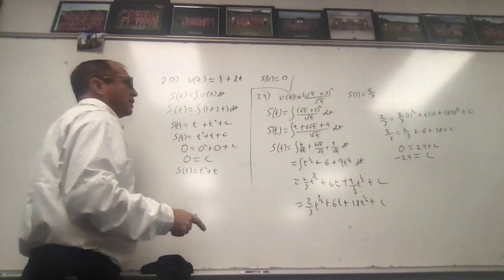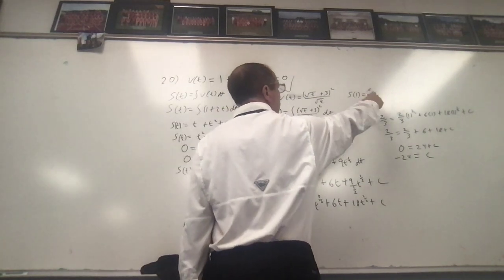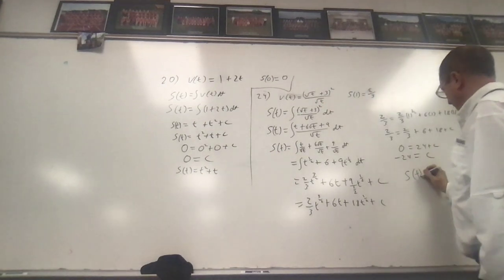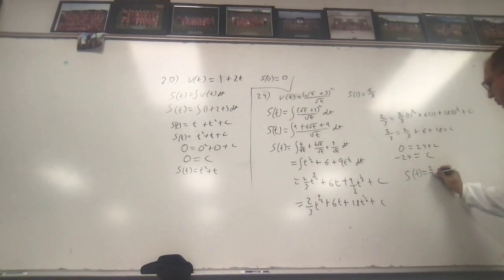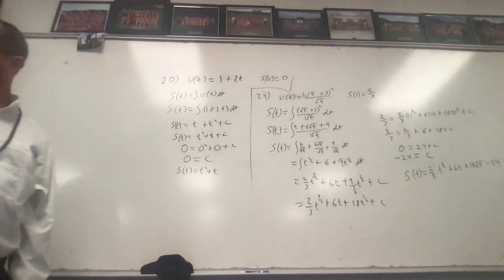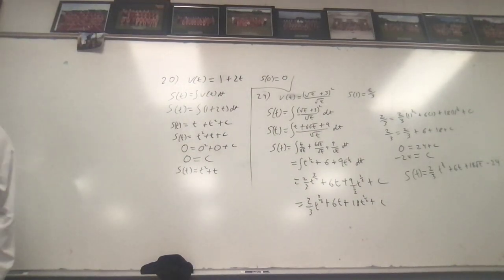So my initial condition that yields that at time 1, my position would be 2/3 is that S of t is equal to 2/3 t to the 3/2 power plus 6t plus 18 square root of t. You could put t to the 1/2 if you want to, and then minus 24. So that would give me that initial condition. Is there a question about that one? All right. Now, gonna move on.